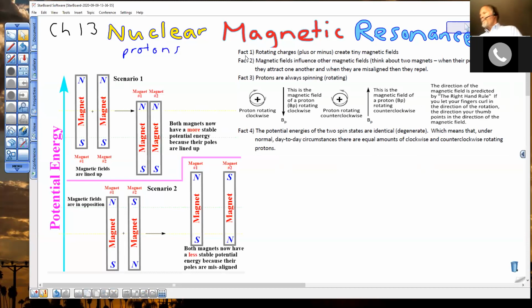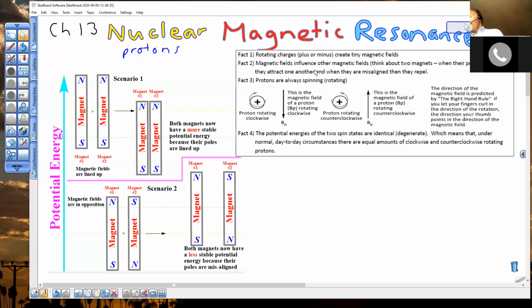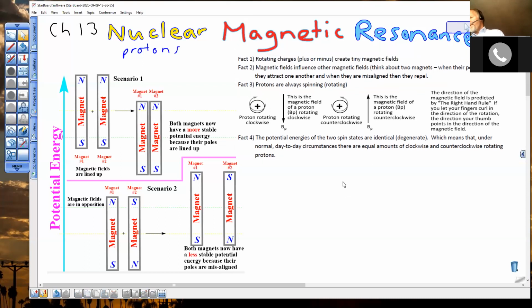This is some facts about magnets and what causes magnetic fields. There's two ways to cause a magnetic field. One is to have a rotating charge, or another way is to cause charges to accelerate. You can make them accelerate linearly and still cause a magnetic field, but we will not focus on that. We'll focus on rotating charges.